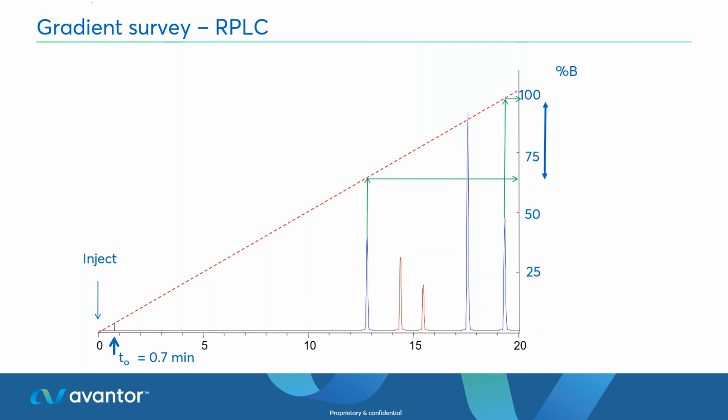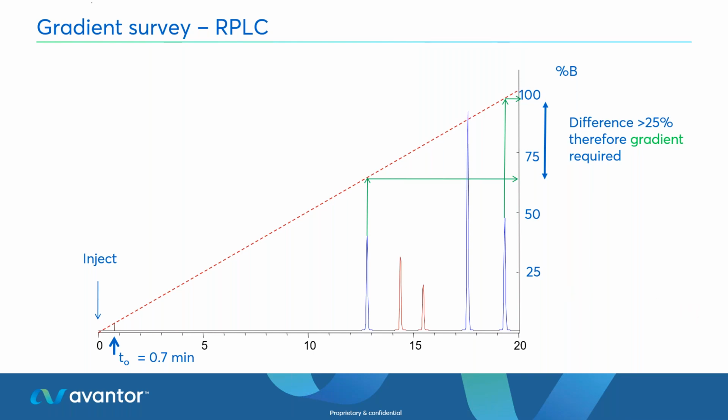If we look at the first and last peak, you can see it's more than 25% change in B, which means a gradient would be a better choice for this set of analytes. But obviously we haven't really optimized this gradient. We've got a lot of dead time at the start. So what gradient range should we choose?